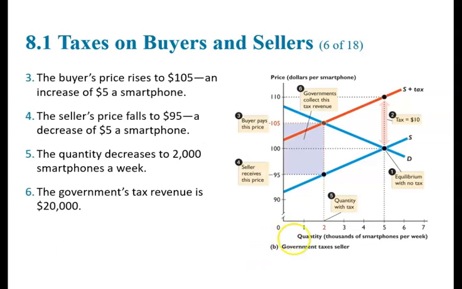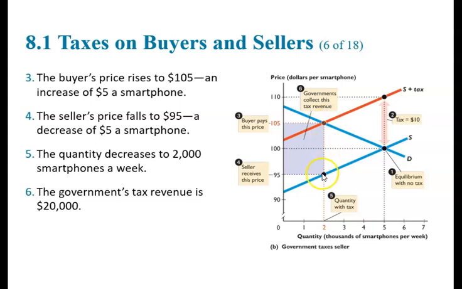Alright, so given this shift of the supply curve because of the tax, the buyer's price rises to $105, an increase of $5 a smartphone. So what is the buyer's price? The buyer's price once again is this new equilibrium. This is what the buyers actually pay for the smartphones in this market after the imposition of the tax. But what do the sellers actually receive?